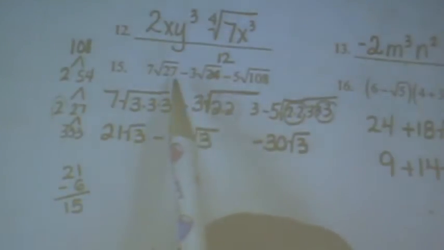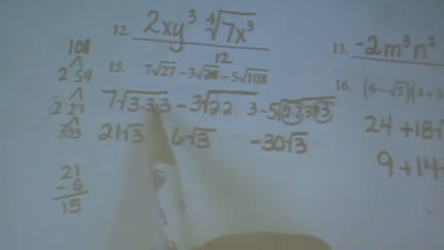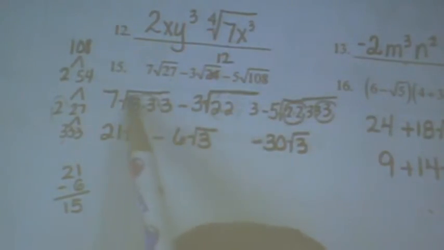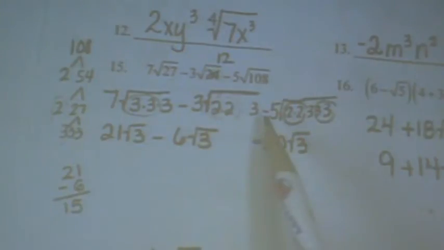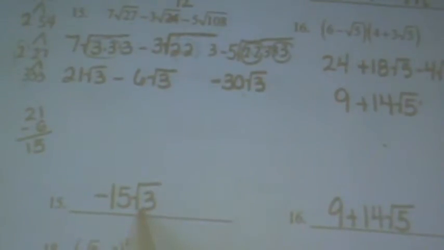For number 15, what you do is you simplify each of these. So 27 is 3, 3, 3, so you take out a 3. 7 times 3 is 21, so this becomes 21 root 3. This one, I made that a 12, remember we changed it to 12. You take the 2 out, you get 6 root 3. And then this one, you're gonna simplify it, you get 30 minus 30 root 3. So if you add like terms, you end up with negative 15 root 3. Are you good on that one?